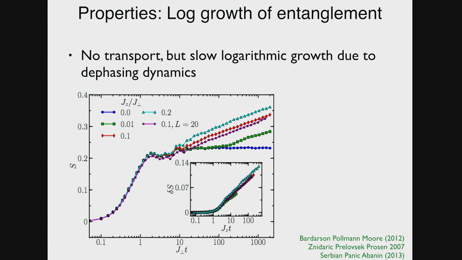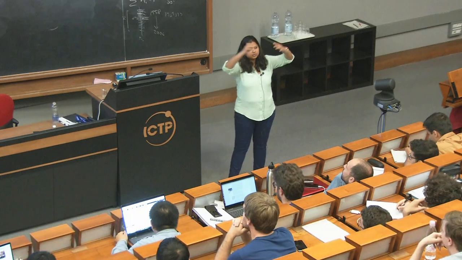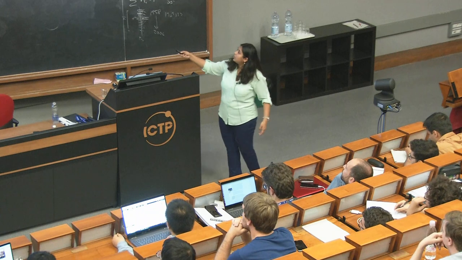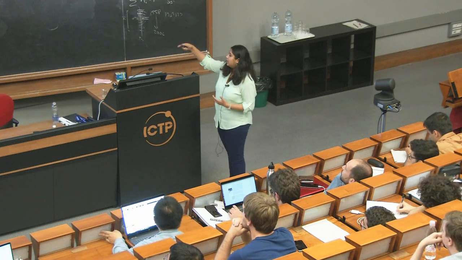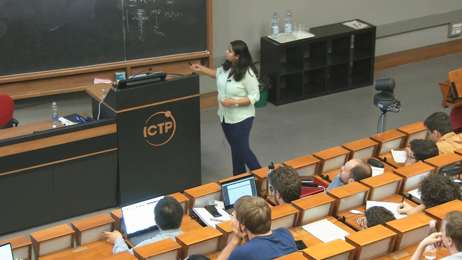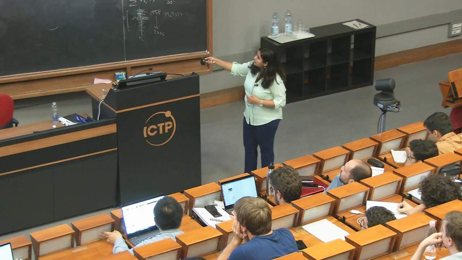So then you end up with this ballistically growing entanglement, but in the MBL phase, even though we don't have any transport and things are stuck, because things talk to each other through these dephasing dynamics, you actually end up with this slow logarithmic growth, okay? And I'll just work through that on the board to show you how that may come about.